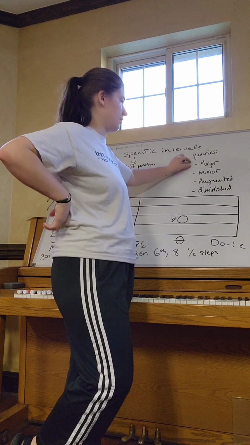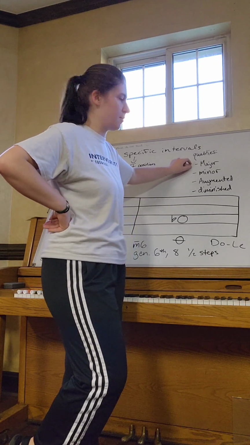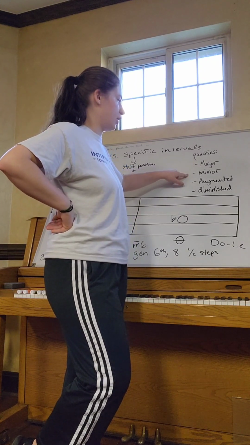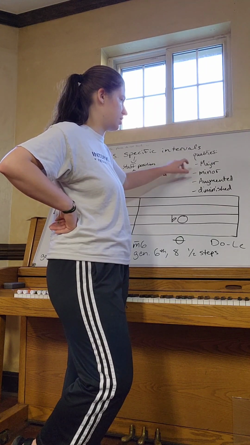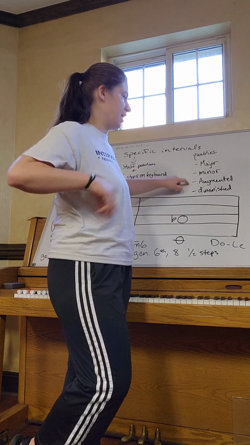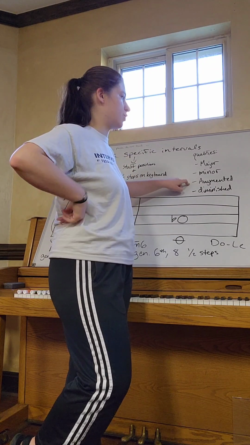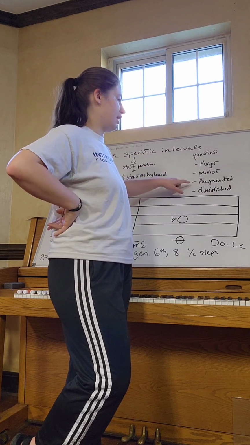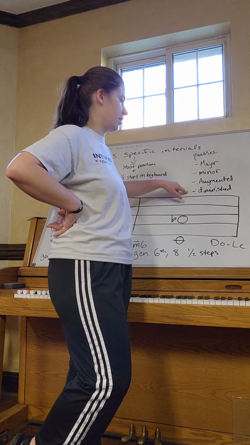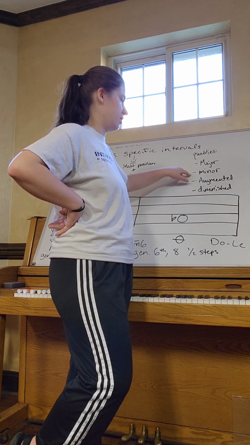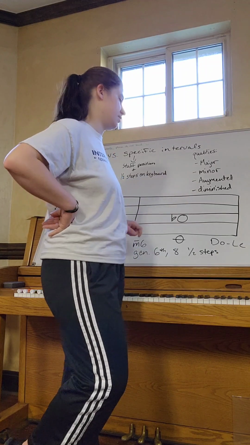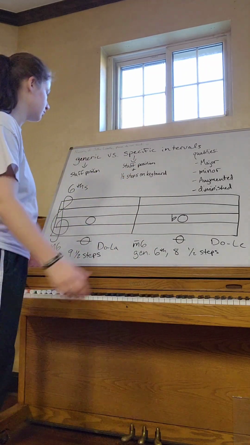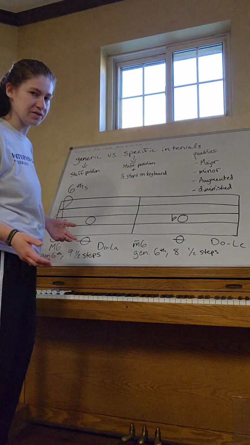Now, if you have a major interval, you can turn it into a minor interval by lowering it by a half step. Augmented intervals, you can take a major interval and add a half step to it to augment it. And then with diminished intervals, you can take a minor interval and take away a half step to diminish it, make it smaller. So those are the four qualities.